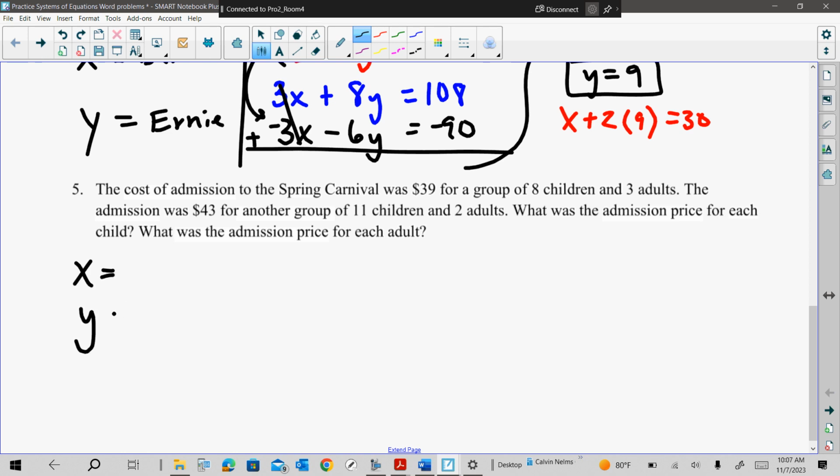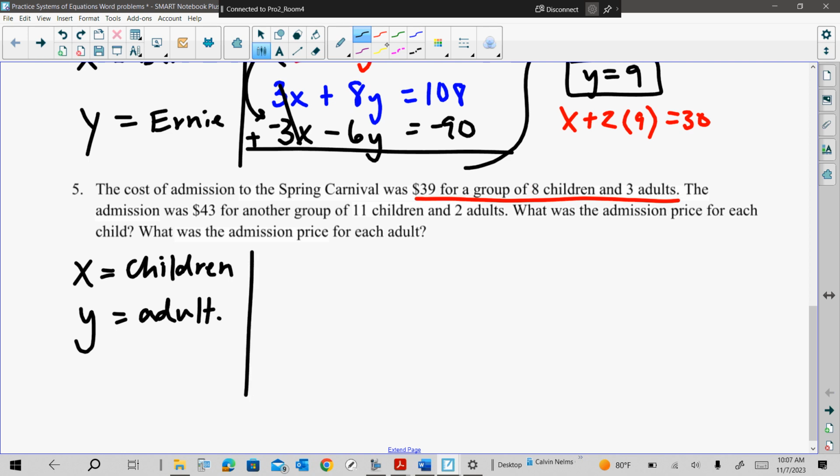So on number 5 here, the first sentence starts off as the cost of admission to the carnival was $39 for a group of 8 children and 3 adults. So what could x represent? Children. Children tickets. And the y would be the adult tickets.